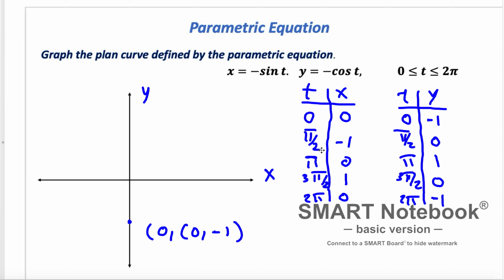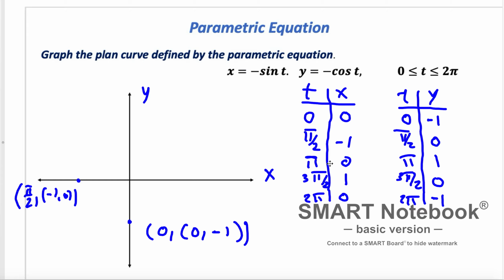And now I'm going to the second point. Here x is minus 1 and y is 0, for pi over 2. Minus 1 and 0, let's say, is here somewhere. But do not forget, this was pi over 2, the parameter t.